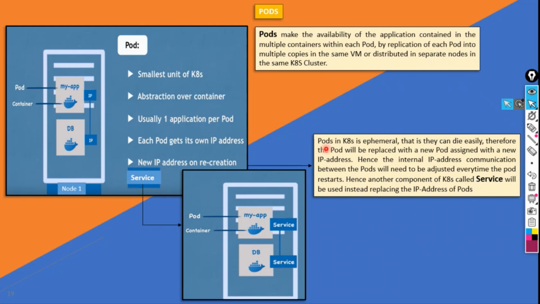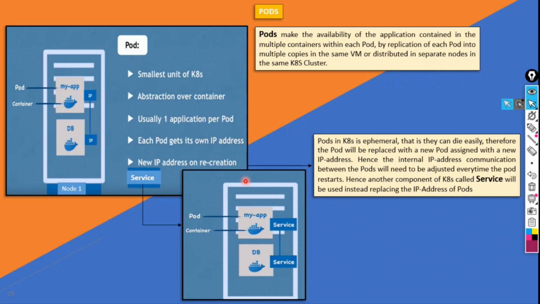That is, they can die easily. Therefore, the pod will be replaced with a new pod assigned with a new IP address. Hence, the internal IP address communication between the pods will need to be adjusted every time the pod restarts, right? Because it's a new IP address. So your network has to readjust with the new IP communication. Hence, there was a requirement of creating another component of Kubernetes called service, to be used instead of the IP address of the pod.